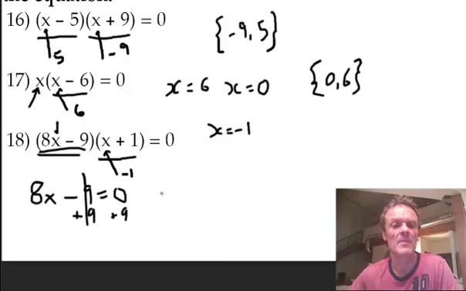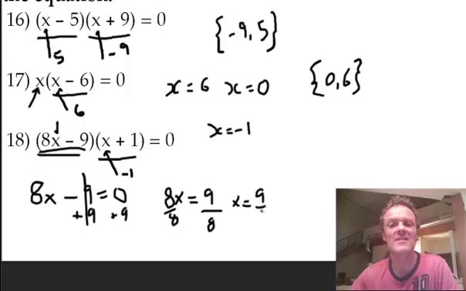So 8x equals 9. Divide by 8. x equals 9/8. And that's the other one. So I'll just say up here again, remember, one answer is negative 1, the other answer is 9/8.